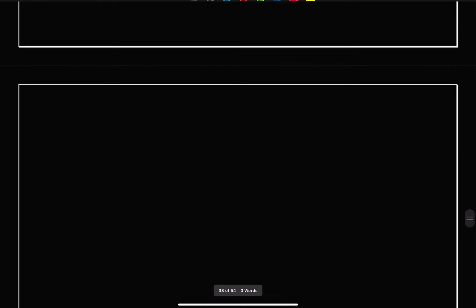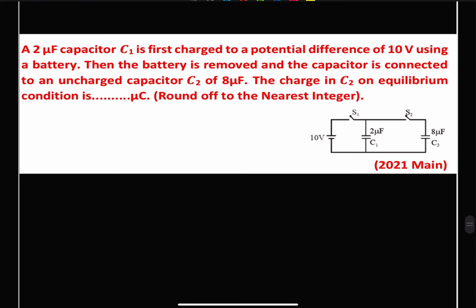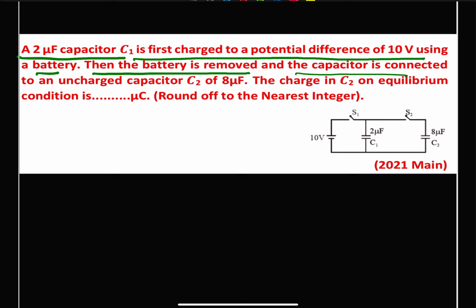We are given a 2 microfarad capacitor C1 is first charged to the potential of 10 volt using a battery. Then the battery is removed and the capacitor is connected to an uncharged capacitor C2 of 8 microfarad. The charge on C2 on equilibrium condition is dash microcoulomb. Round off to the nearest integer. Basic figure is given to us.